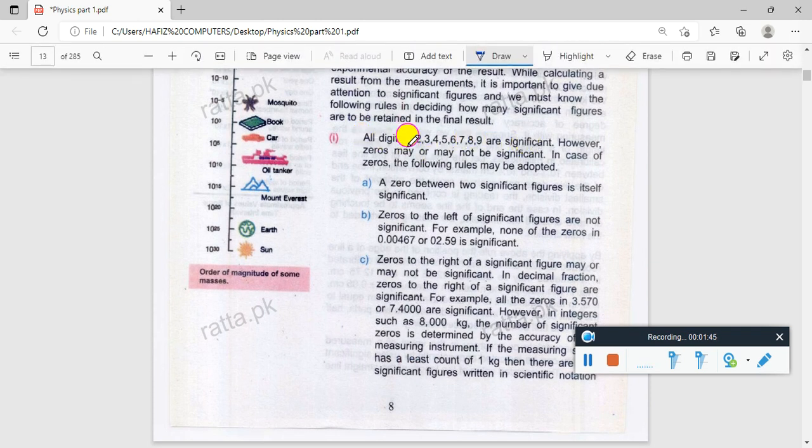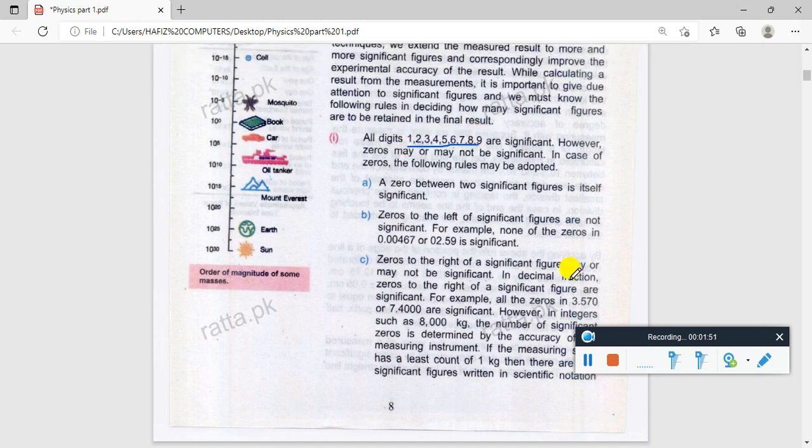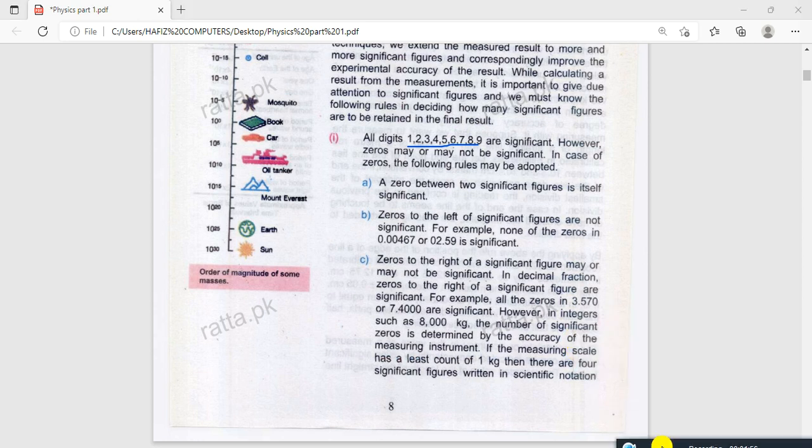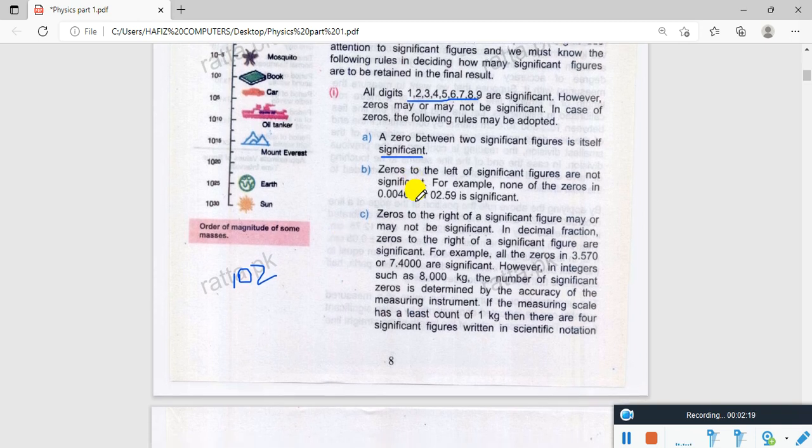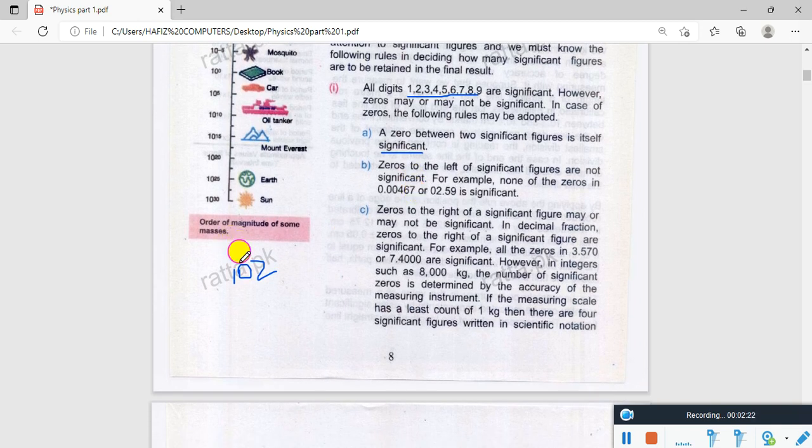The first rule is that all digits 1, 2, 3, 4, 5, 6, 7, 8, 9 are significant. A zero between two significant figures is itself significant. So if we write 1, 0, then I will write 2. This rule says that a zero between two significant figures is itself significant. So this zero between 1 and 2 is significant.